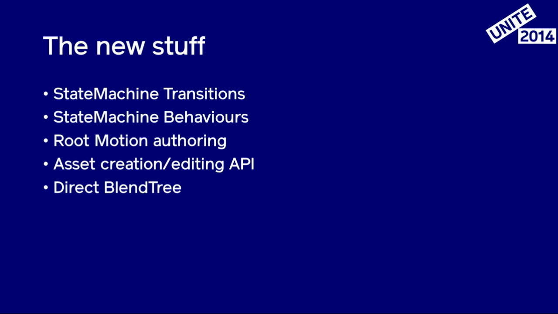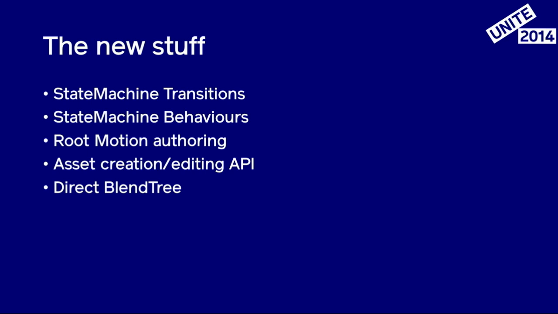So first of all, we have what we call state machine transition. For those that have used Mecanim a lot, it often ends up with a lot of connections between states. It's kind of a big spaghetti mess that you get using Mecanim. One of the reasons for that is that all transitions in Mecanim were from one state to another state. So we wanted to give you the ability to have a higher level of control over those transitions. So we added what we call state machine transition.